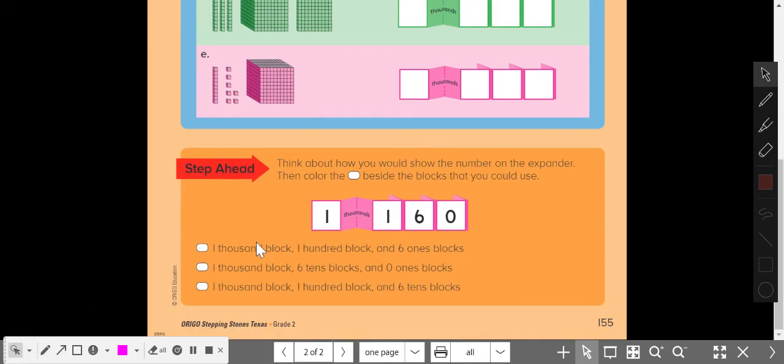Down below, the step ahead says, think about how you would show the number on the expander. Then color the bubble beside the blocks that you could use. This number is 1,160. How would we show that? Good mathematicians make notes for themselves. So I would probably draw this number using my blocks that Miss Bailey just taught me how to draw. So I would need 1 thousands block, 1 hundreds block, 6 tens blocks, and 0 ones blocks. I would suggest that you draw that over here. Now it's your turn.